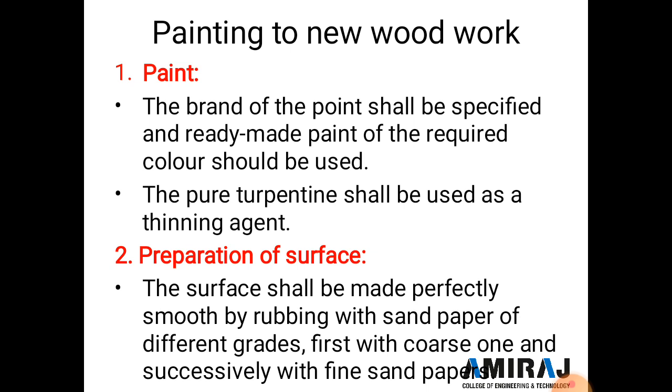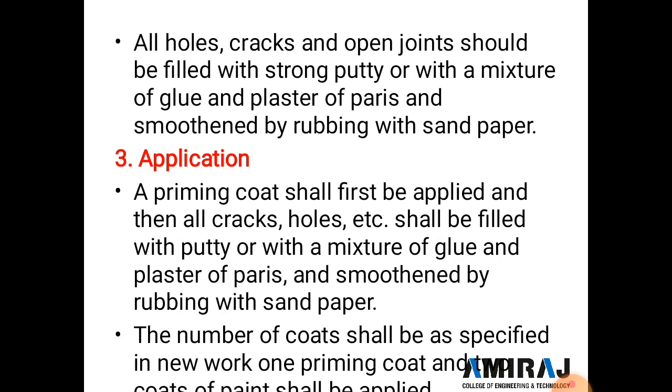And second is the preparation of the surface. The surface shall be made perfectly smooth by rubbing with sandpaper of different grades, first with a coarse one and successively with a fine sandpaper. Here different types of sandpaper are available. All the holes, cracks and open joints should be filled with strong putty, or with a mixture of glue and plaster of Paris, and smoothed by rubbing with sandpaper.